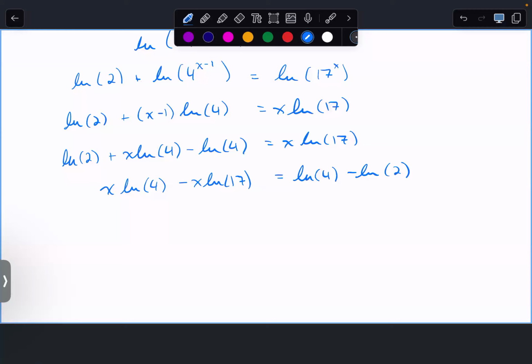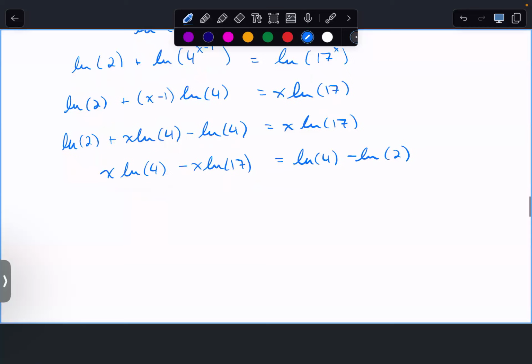Now I can pull out the common multiple of x, finally, and I get x times the natural log of 4 minus the natural log of 17 is the log of 4 minus the log of 2.